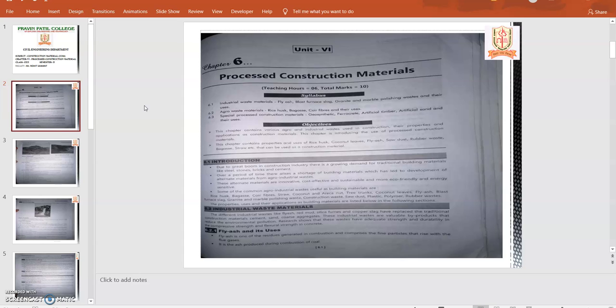Some of the common agro-industrial wastes useful as building materials, as I said, are fly ash, rice husk, bagasse ash, coir fiber, straw, coconut, areca nuts, tree trunks, coconut leaves, fly ash, blast furnace slag, then granite, marble polishing materials or construction waste, sawdust, plastic waste. These are some of the examples. They are called process construction materials, on which some processing is done, and they can be reused.